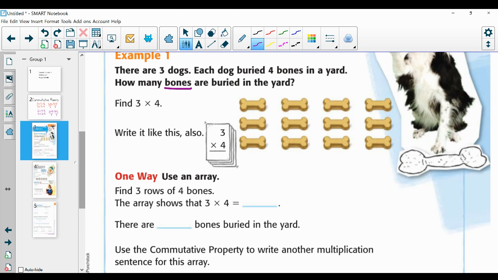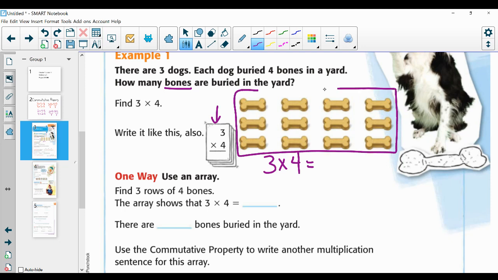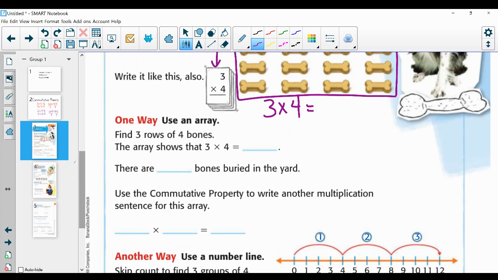So you can write it vertically or horizontally. So this is written vertically, but it can also be written horizontally. 3 dogs. The dogs are our groups. They have 4 bones each. And here is an array to show us our answer if we don't already know the answer. So we're going to use an array. Find 3 rows of 4 bones. The array shows that 3 times 4 equals 12. If I count those bones up, there are 12. So there are 12 bones, here's my label, buried in the yard.